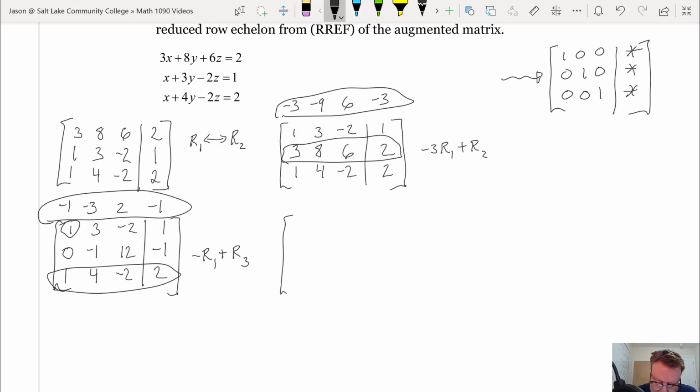And the new matrix I get, well, the first row stays the same, 1, 3, -2, 1, then 0, -1, 12, -1, and then I have 0. Now I'm adding the elements in the circled rows. -1 and 1 is 0. -3 and 4 is 1. 2 and -2 is 0. -1 and 2 is 1.